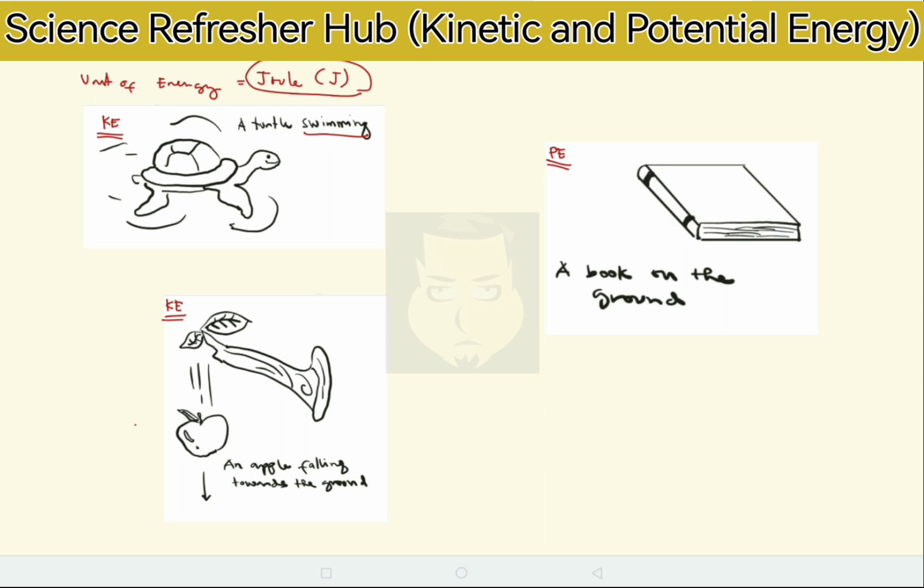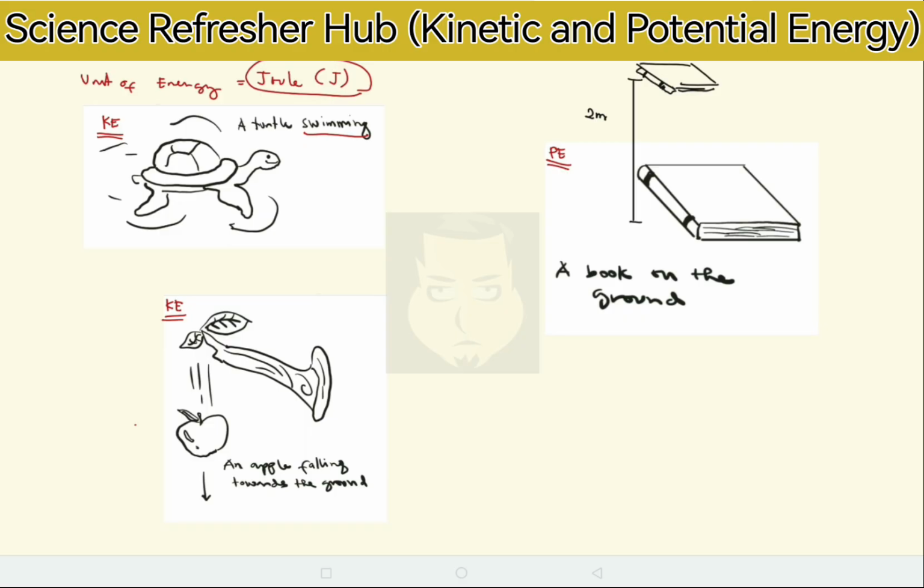Okay, what if we increase the height of our book from the ground? We lift the book all the way up to 2 meters above the ground. So the book now is in this position, 2 meters above the ground. So what is the potential energy of this book?